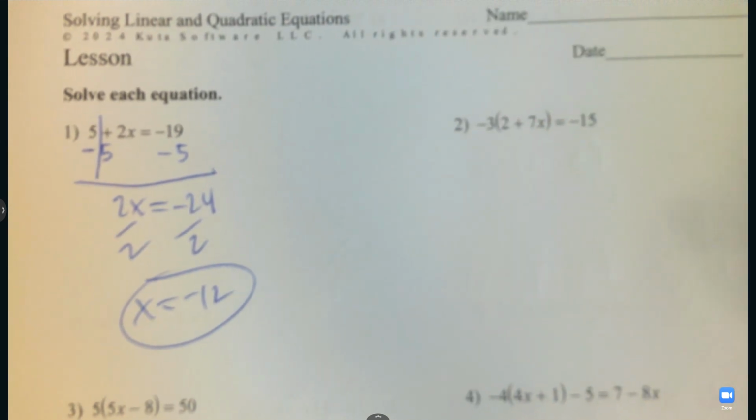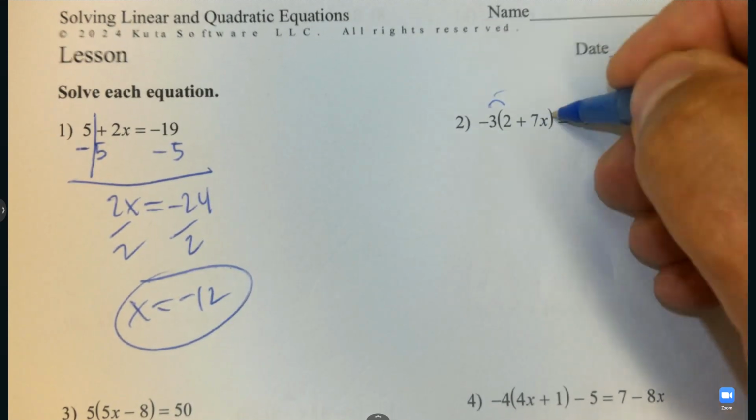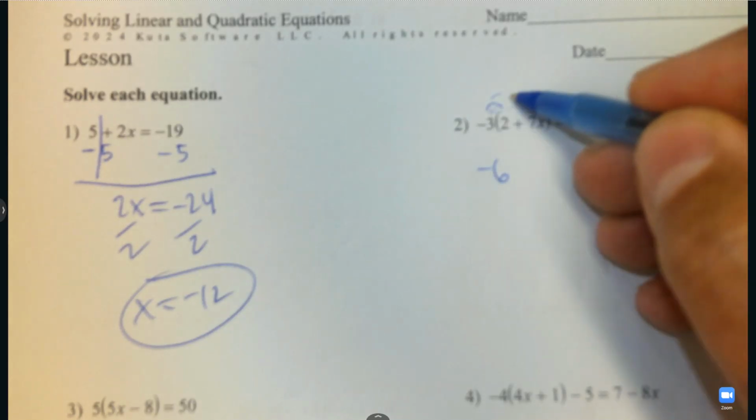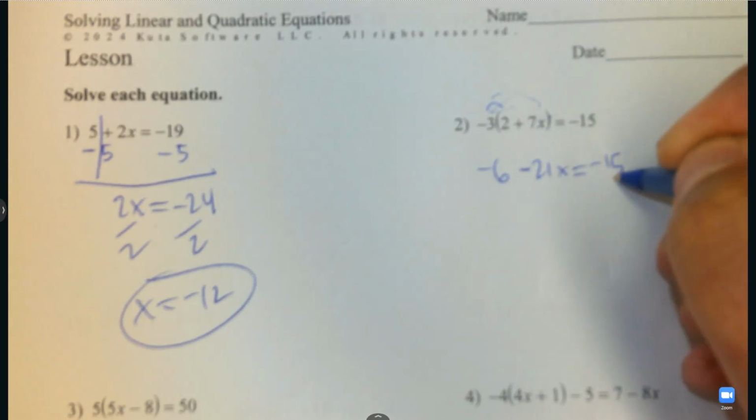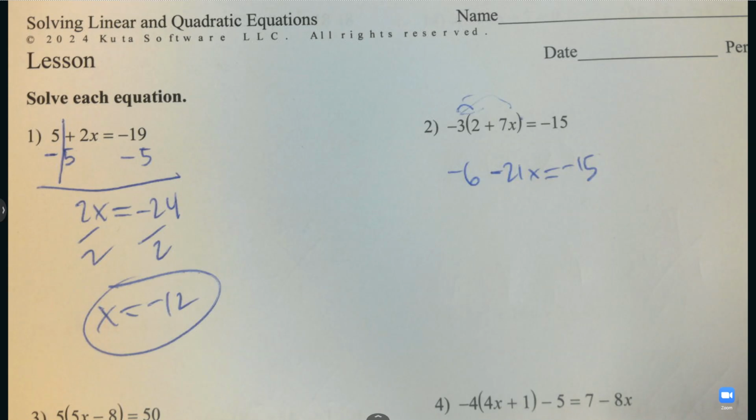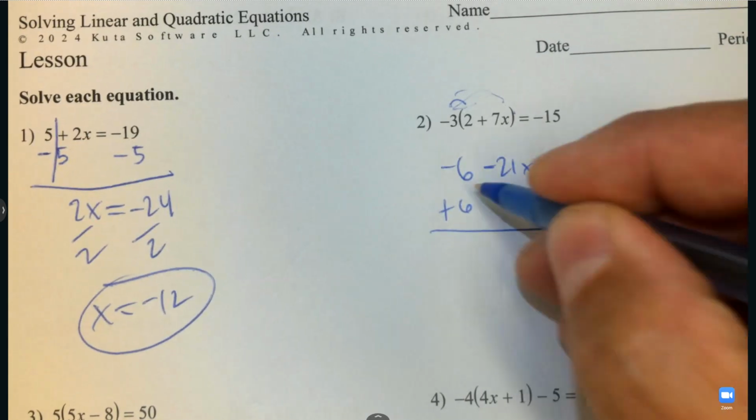All right, number 2. Again, this is linear. I want to distribute. I want to simplify it. So that's negative 6 when you multiply. And then negative 3 times 7, that's negative 21. What should my next step be to simplify this? Instead of negative 6, we're going to add 6.